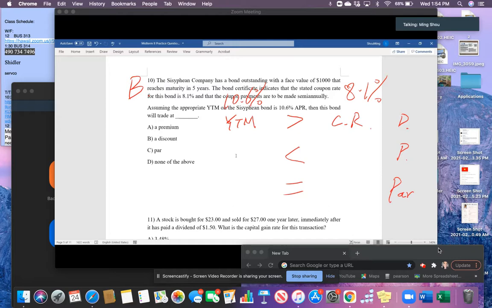Also, you can calculate the bond price, then compare the bond price to its face value to determine whether it's traded at a premium, at a discount, or at par. But I think this is the simplest way, and it can save you a lot of time in your exam if you remember this relationship.